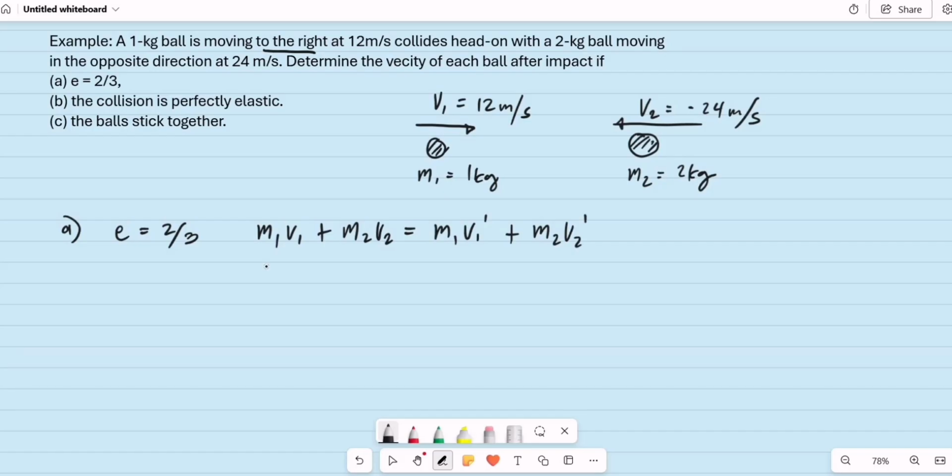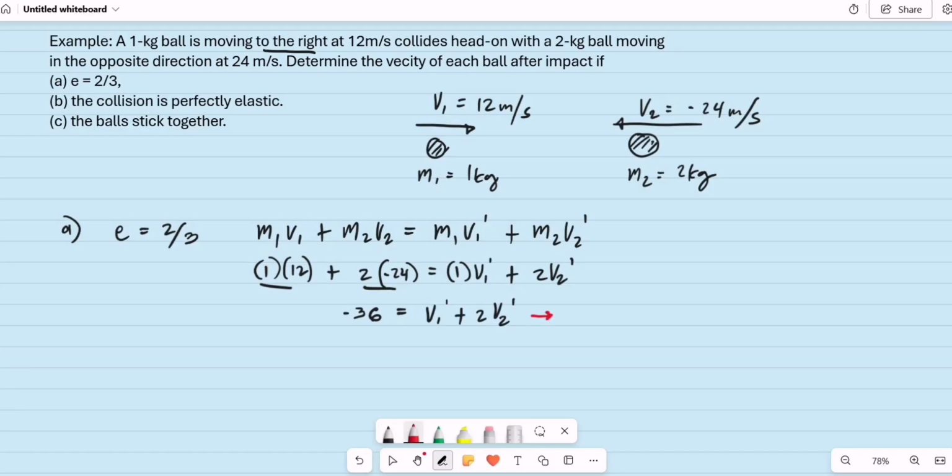Let us substitute. Mass 1 is 1 kilogram, v1 is 12, plus mass 2 is 2 kilograms, and v2 to the left is negative 24, equals mass 1, which is 1, times v1 prime, plus 2 v2 prime. So this is 12 minus 48. That will give us negative 36 equals v1 prime plus 2 times v2 prime. Let this be our equation number 1.